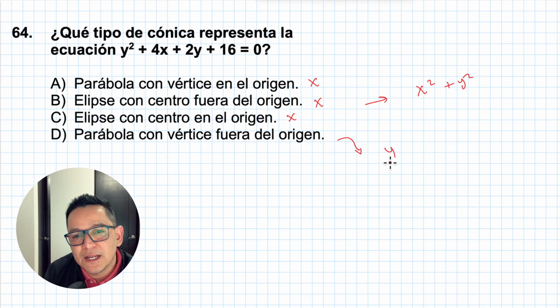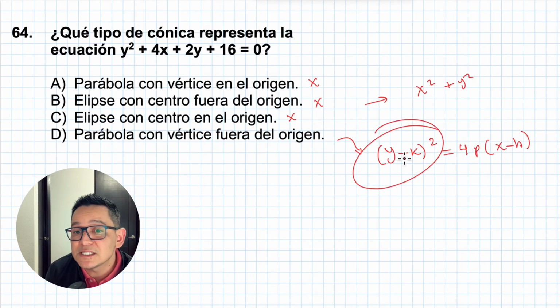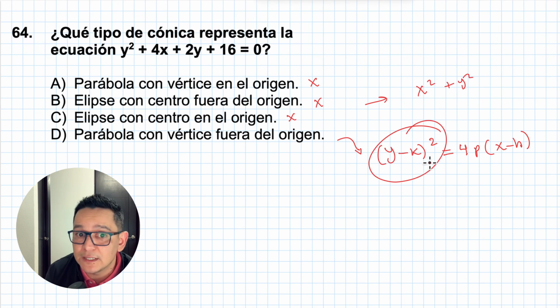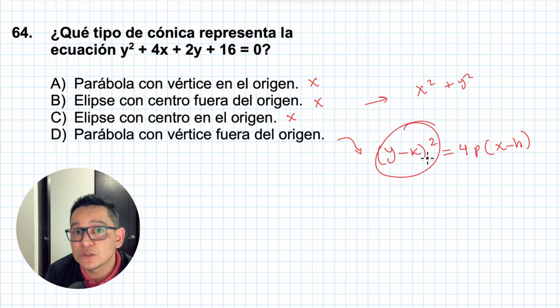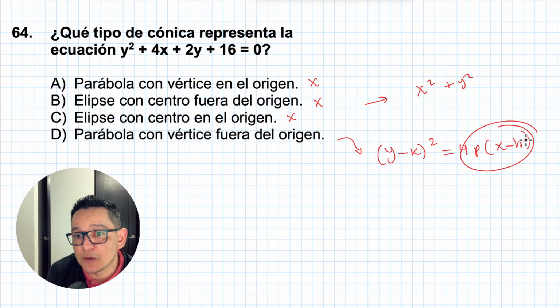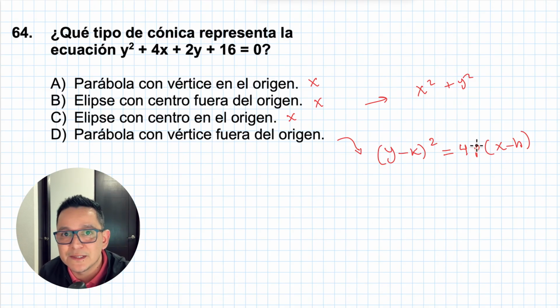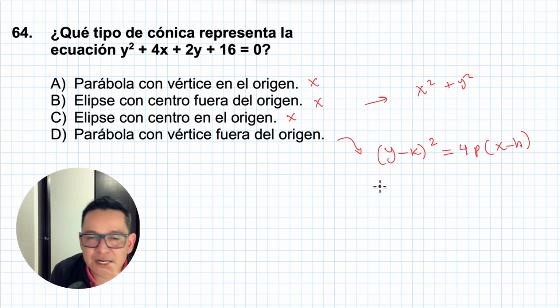Yes, it is, because one of the two equations would look like this: y minus k squared equals 4p times x minus h. If we expand this, y squared will appear. Now if we expand this, y also appears. And here, if we expand what's on this side, x will appear. So, as you can see, and obviously there will also be terms that have neither x nor y. I'm going to expand it quickly, because I don't want you to think that I didn't want to explain it to you.